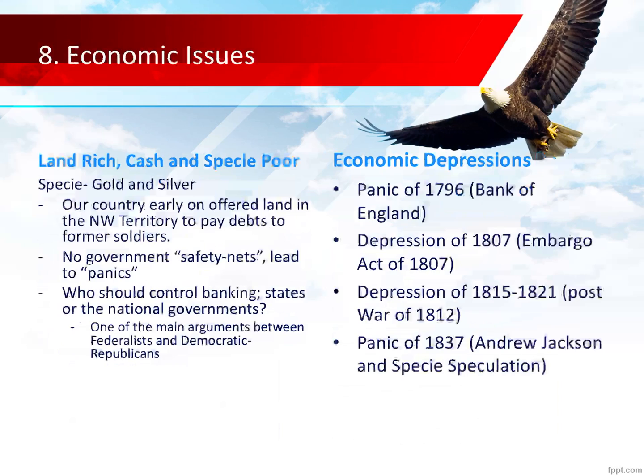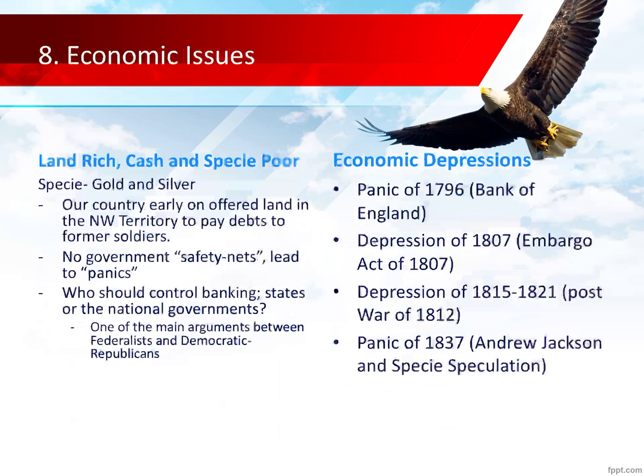All right, you're going to have economic issues, and one of the big issues here is we are expanding so fast that we are land rich, but cash and specie poor. First off, specie is gold and silver. Bullion is all precious metals, which includes copper, okay? It can include platinum today, or any precious, titanium, that's a precious metal. That's bullion. Specie is specifically gold and silver, those two metals.